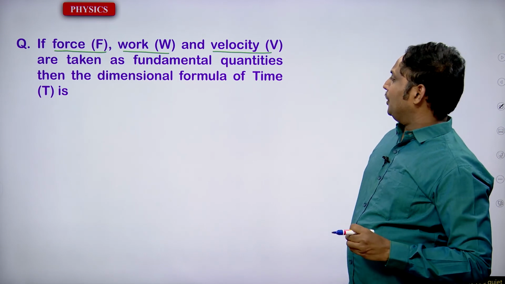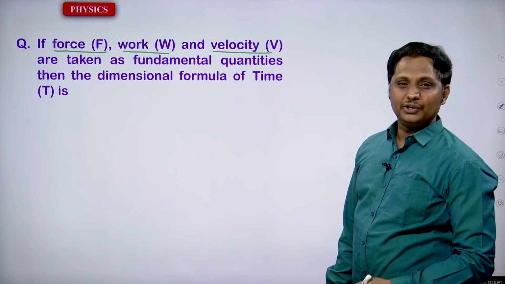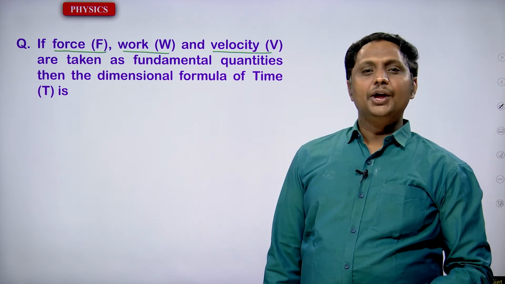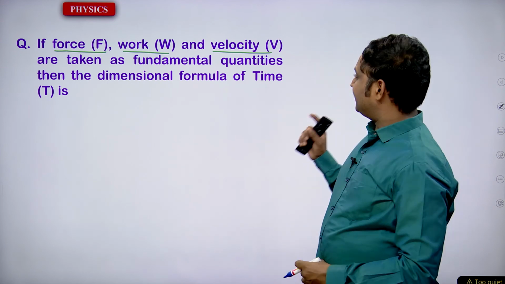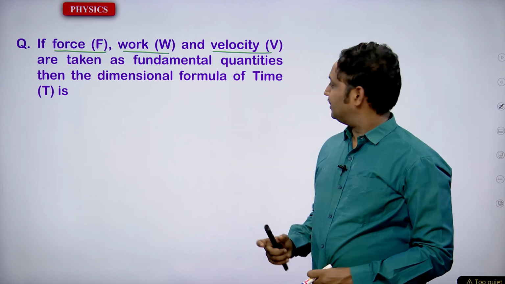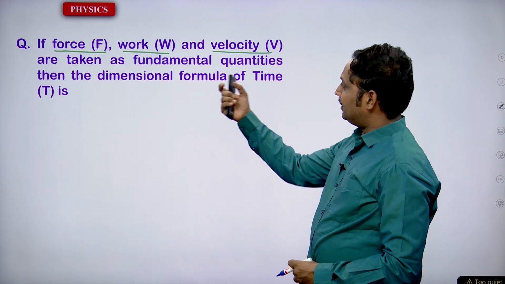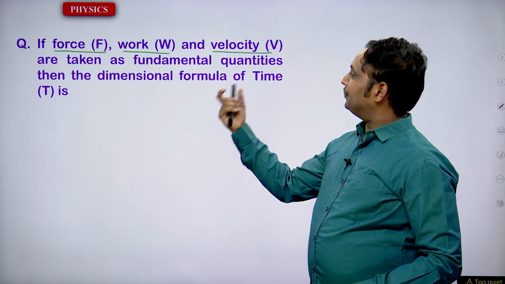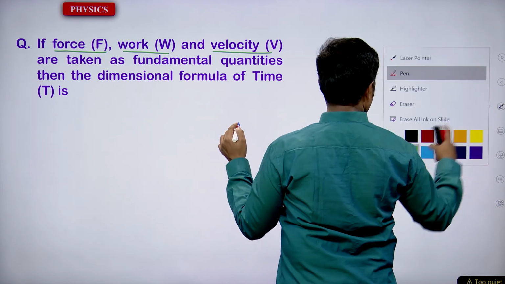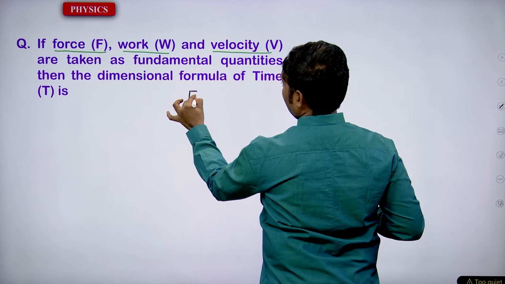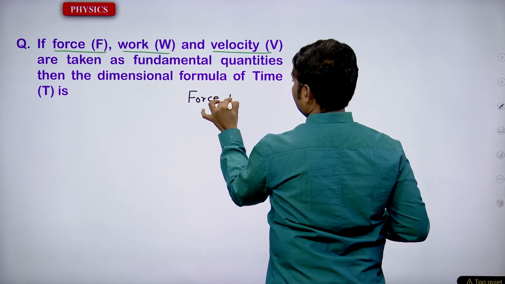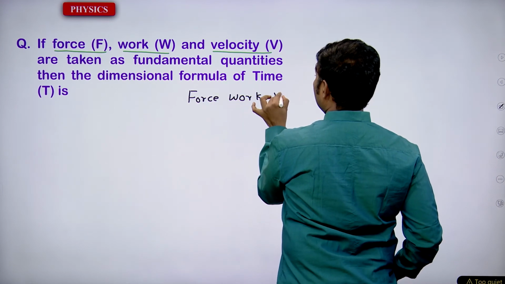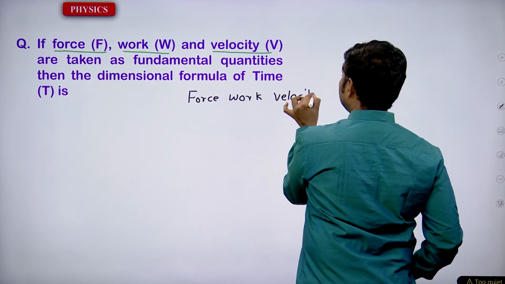Then the dimensional formula of time, using dimensional analysis and the principle of homogeneity, you can express that the base quantities are going to be represented as force, work, and velocity, just as they have given. They are going to be taken as the base quantities, it is very clear.